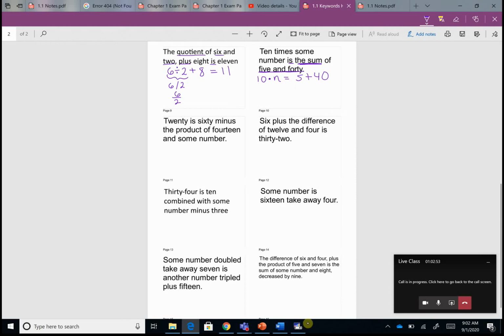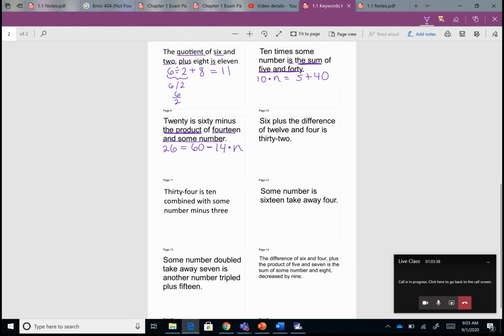As we move on to number 11, we have 26 is means equals 60 minus. Now we see the product. If we need to use our foldable to look that up, we can. The product means we're going to multiply, and we're going to multiply the two things that follow it. So we're going to multiply 14 times some number. And some number, use whatever variable you would like. Don't change your variable because I used N and you used X or Y or P or Q, whatever you'd like.